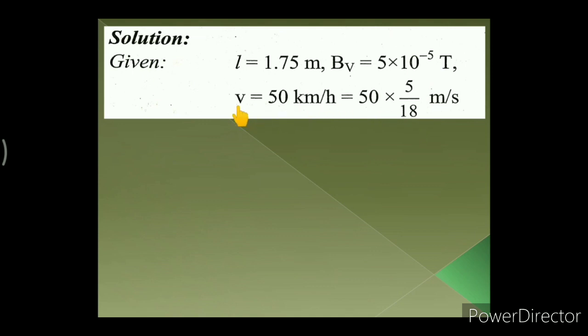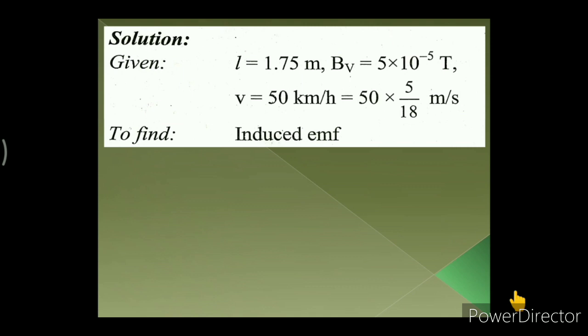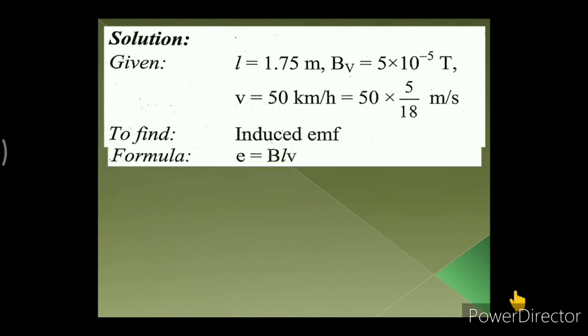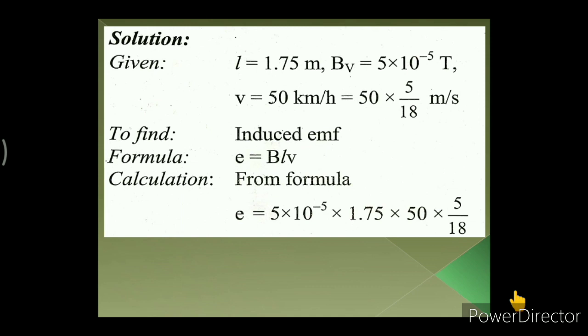So, whenever the velocity is given in kilometer per hour and we have to convert it into meter per second, we are supposed to directly multiply with 5 upon 18. So, the velocity over here we are getting is 50 into 5 upon 18 meter per second. Then we have to find out the induced EMF there. The formula we are going to use is E is equal to BLV. Let's substitute the values, as B is 5 into 10 raised to minus 5, L is 1.75 and velocity is 50 into 5 upon 18.